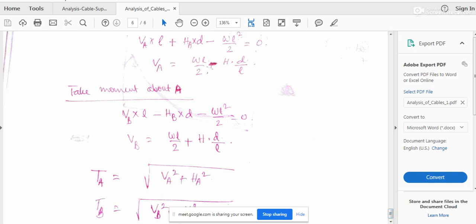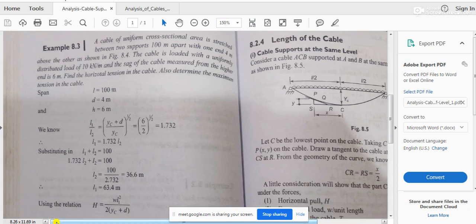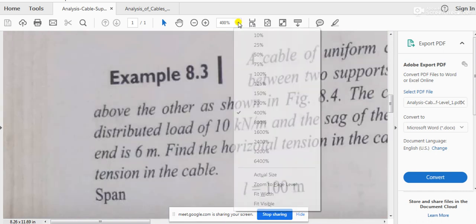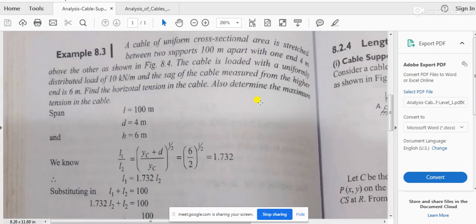Let's see this problem. I haven't shared it with you, but today we'll discuss it, and then I can share it with you also. Everyone can see this, a cable of uniform cross section. Or should I make it a little bit larger? Sorry, 150, 200%. Can you see this problem? Yes, sir. Yes.